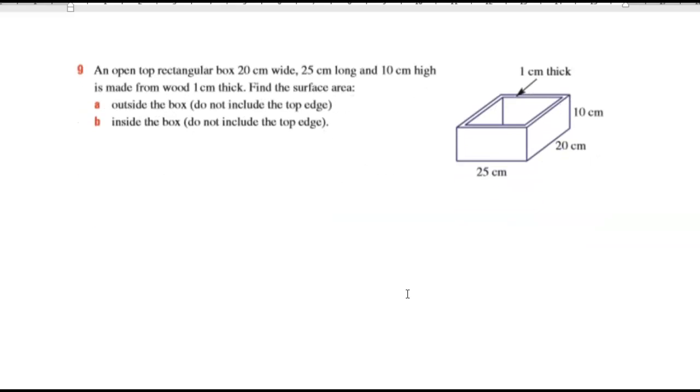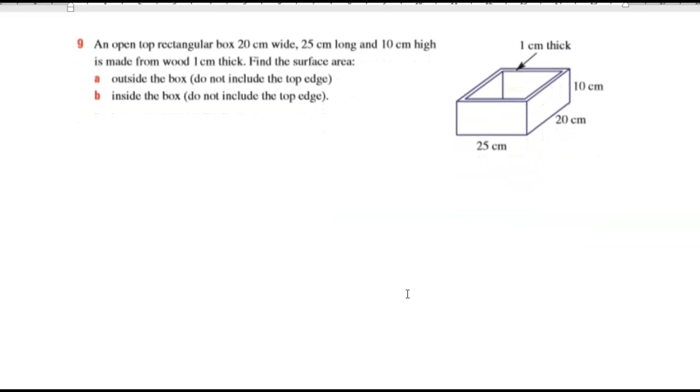Sorry to cut that one short, but I want to keep this video relatively short, well, not too long. An open top rectangular box 20 centimetres wide, 25 centimetres long, and 10 centimetres high is made from wood, 1 centimetre thick. Find the surface area. Okay, so what we've got here, 2 different types of surface area. We want to find the outside of the box. And it's saying do not include the top edge. So we're not including this part here. If you can kind of see.